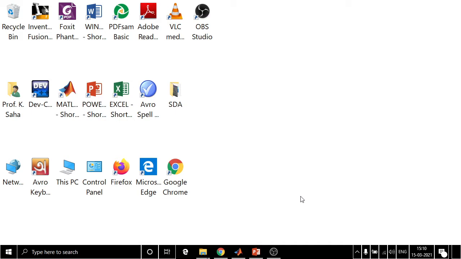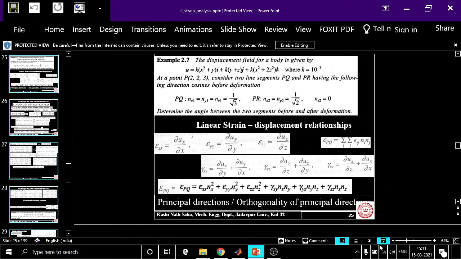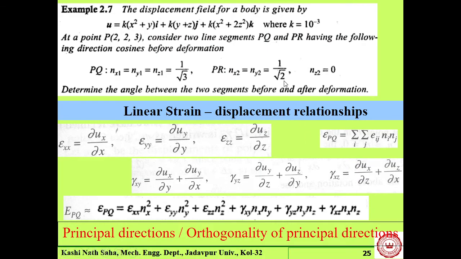So today's topic is first to solve a particular problem using MATLAB, that we will see. This problem we discussed in the last class, which was to find out the change in angle between two lines PQ and QR. Their direction cosines are given before deformation, and after deformation we will determine what the angle between these two deformed lines will be.